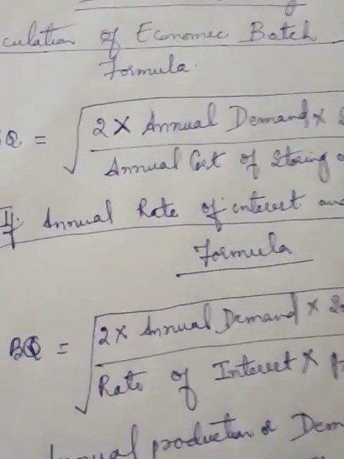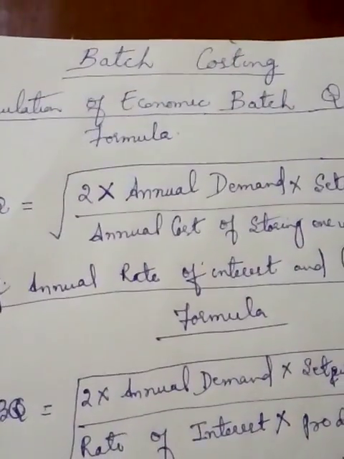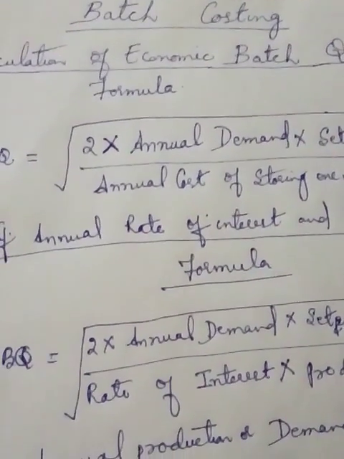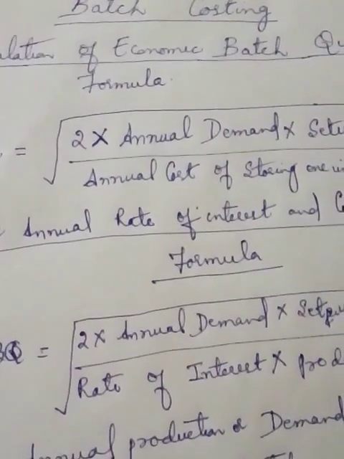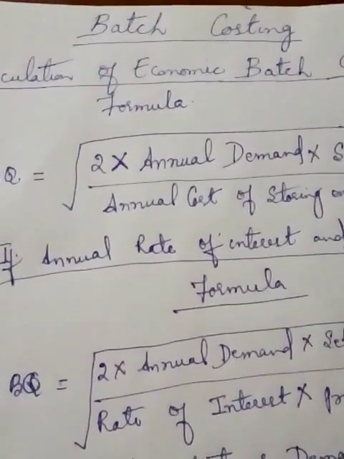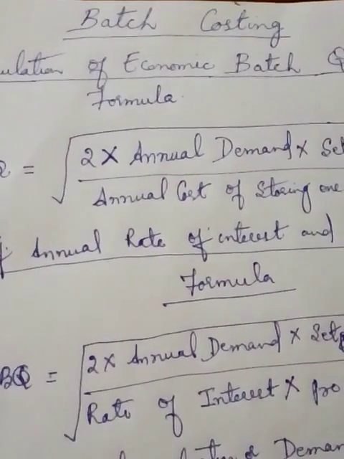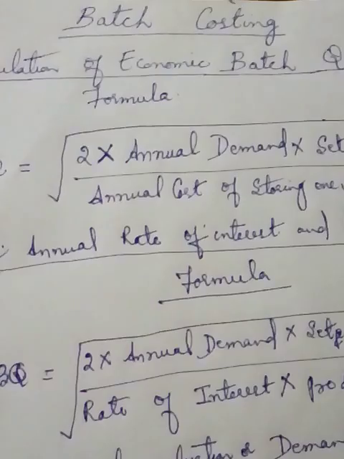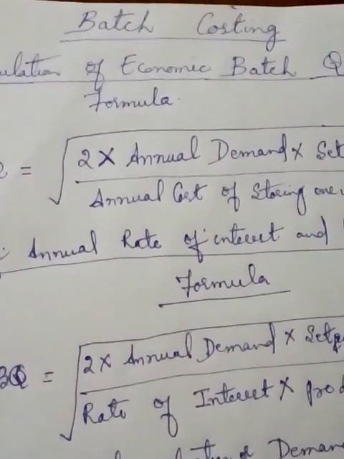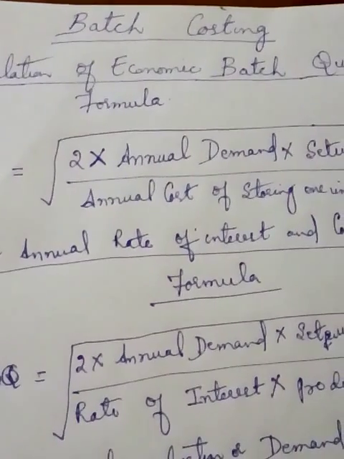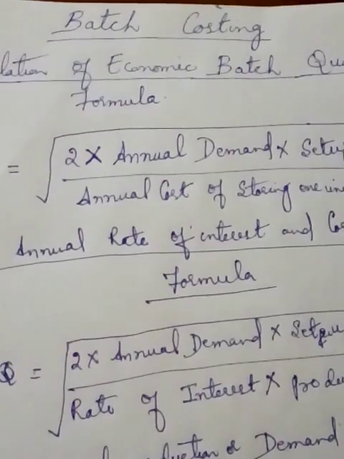Determination of economic batch quantity is the important work in batch costing. The two types of cost involved in batch costing are setup cost and carrying cost. If the batch size is increased, setup cost per unit will come down and the carrying cost will increase. If the batch size is reduced, setup cost per unit will increase and the carrying cost will come down. Economic batch quantity will balance these two opposing costs.